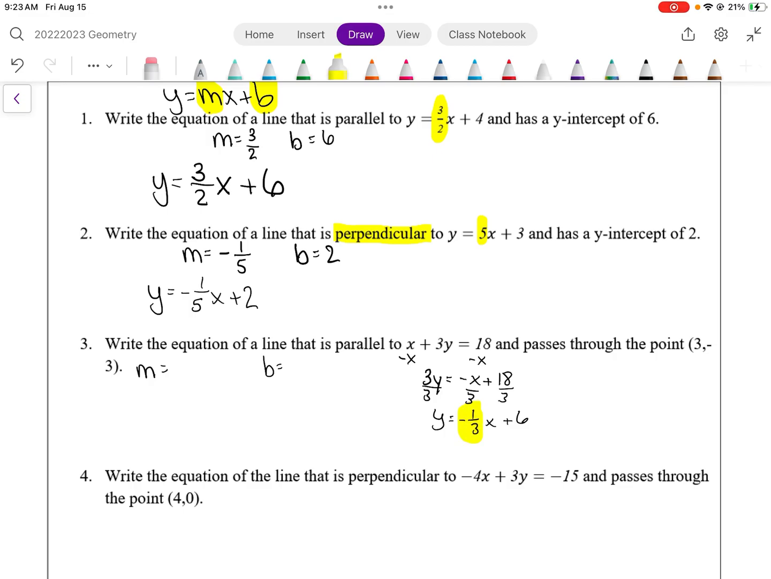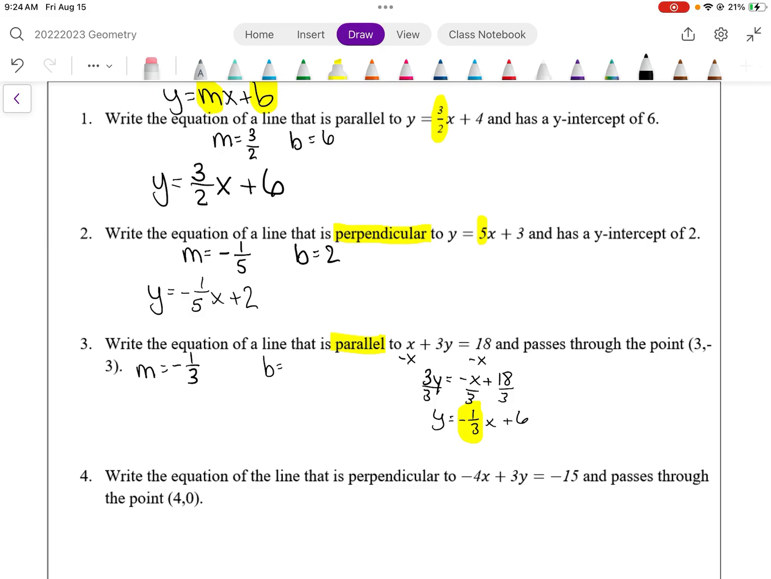Okay, so there's my original line. The slope of this original line is negative 1/3. So ask yourself, do you want the new line to have the same slope or the opposite reciprocal slope? It says parallel, so that means they never touch. So the slope should be the same. So I know my slope has to be negative 1/3.